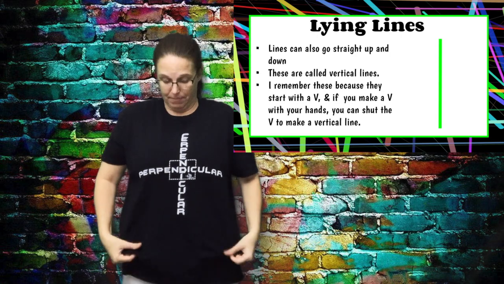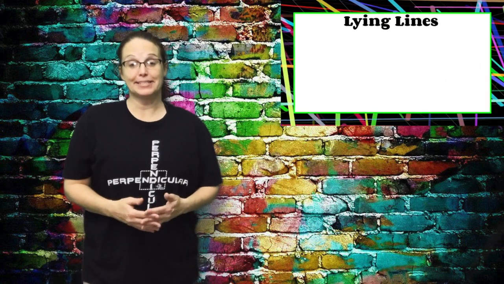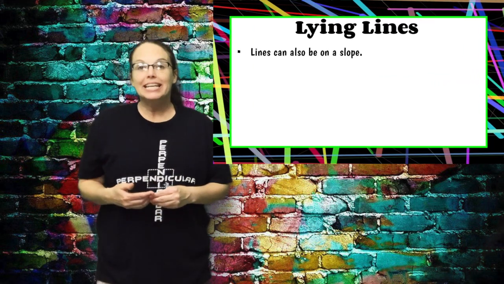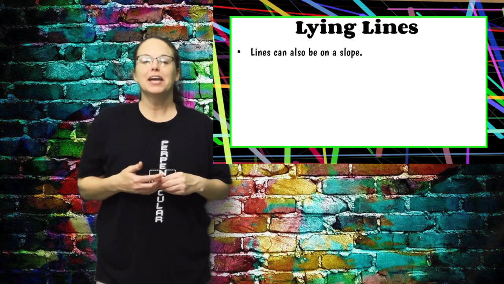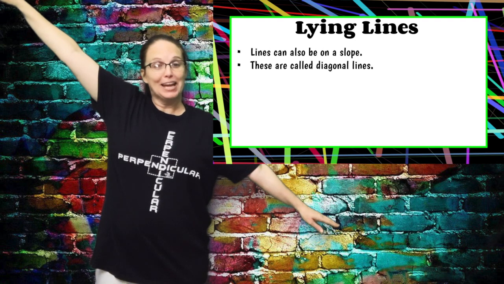So on my shirt I have on, if you'll notice, I have perpendicular written two different ways. One is in a vertical way going up and down, and one is in a horizontal way that goes side to side. Lines can also be on a slope. These are called diagonal lines. The beginning of a diagonal line usually begins at the top and goes to the bottom, okay?